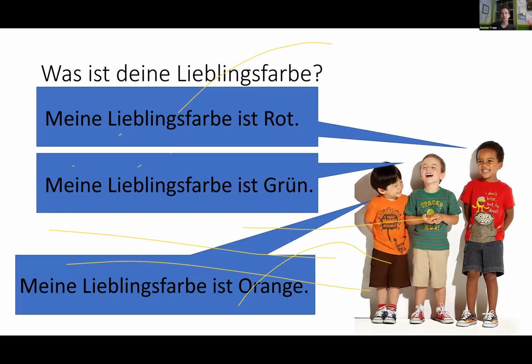Here's an example conversation of people answering that question. Was ist deine Lieblingsfarbe? The boy on the right is saying, Meine Lieblingsfarbe ist rot. The boy in the middle is saying, Meine Lieblingsfarbe ist grün. The boy on the left is saying, Meine Lieblingsfarbe ist orange. And orange is a color that we didn't learn, but you can probably guess what color that is.